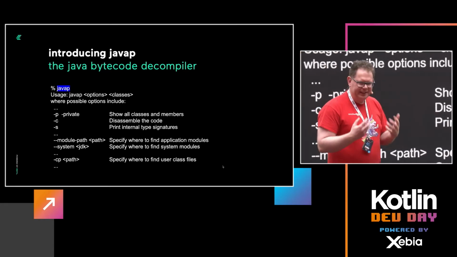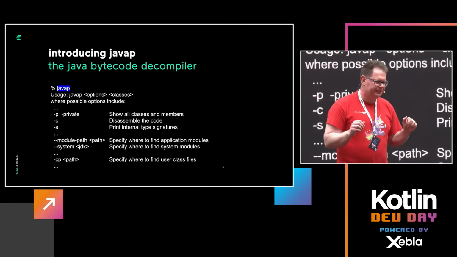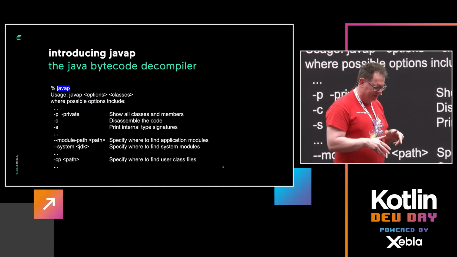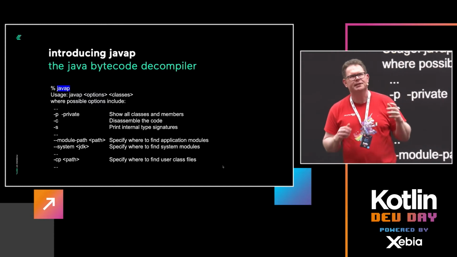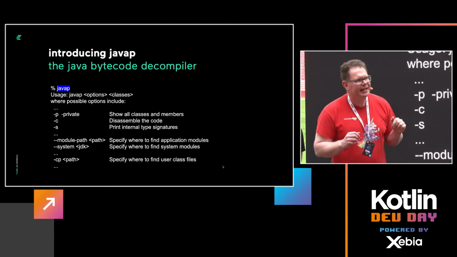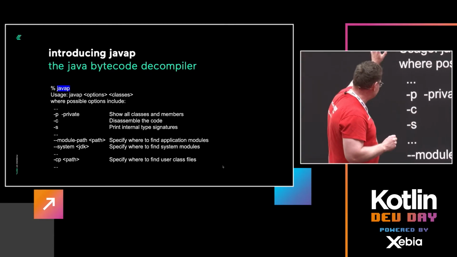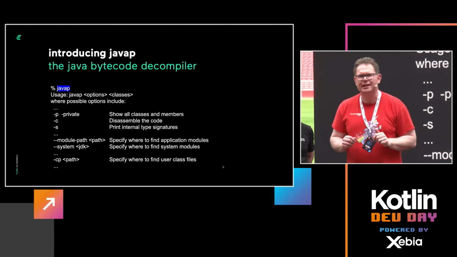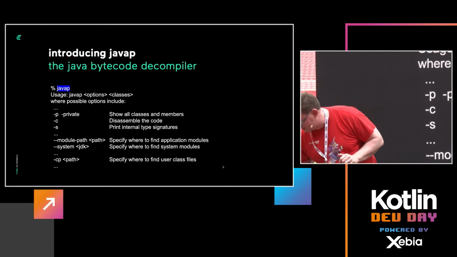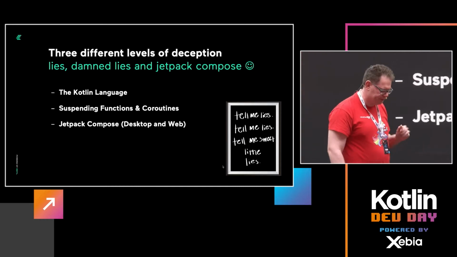So this decompiling functionality is within IntelliJ, but you can also use javap. javap is the tool that has always been with the JDK, and it has the advantage of having a shedload of options. There are lots and lots of options that come with javap. So in certain circumstances, that's a better tool to use.